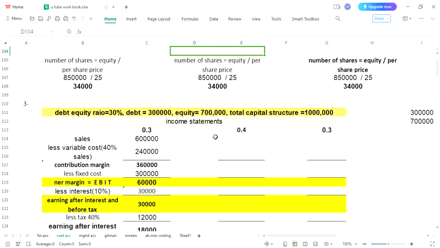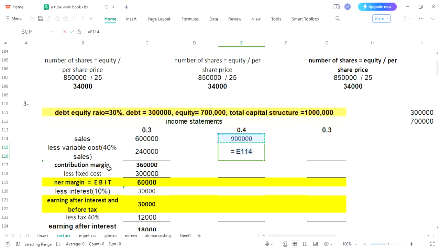Here you will put 9 lakh as your sales, and then 40% is your variable cost, which would be applied upon sales. 9 lakh amount of sales multiplied by 40 divided by 100 would be your variable cost. Alright, now contribution margin can be calculated by subtracting variable cost from sales. 9 lakh amount of sales, subtract variable cost, which is 3,60,000. So we have got contribution margin.